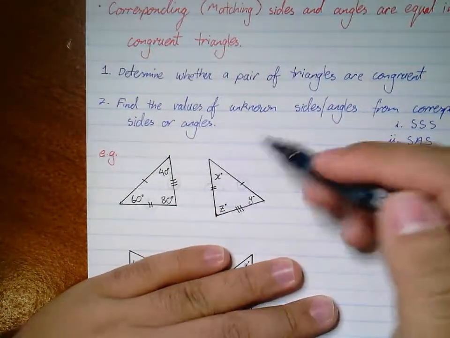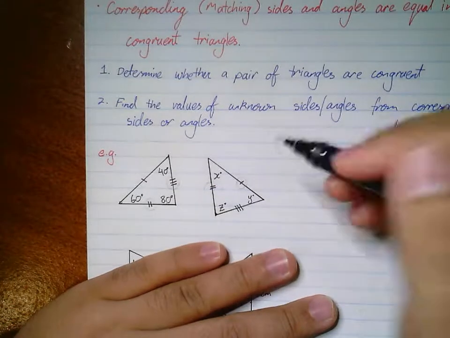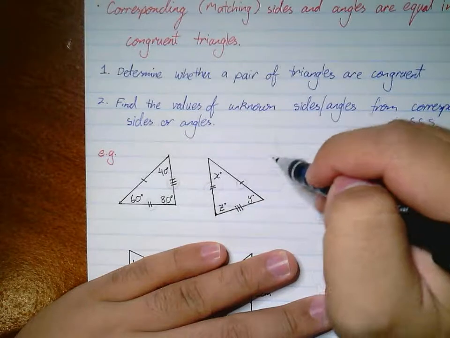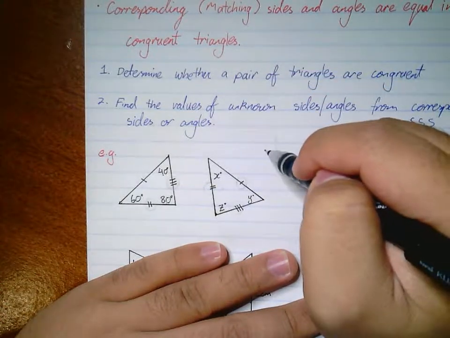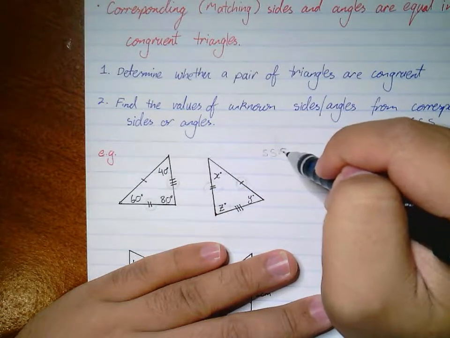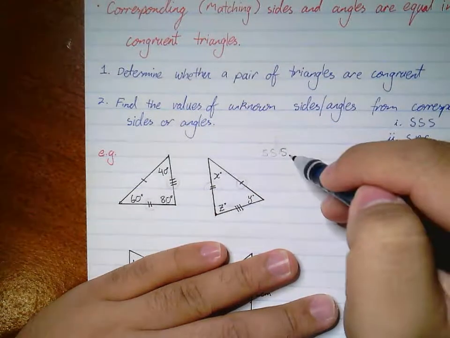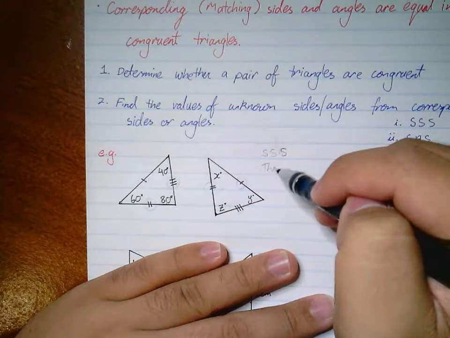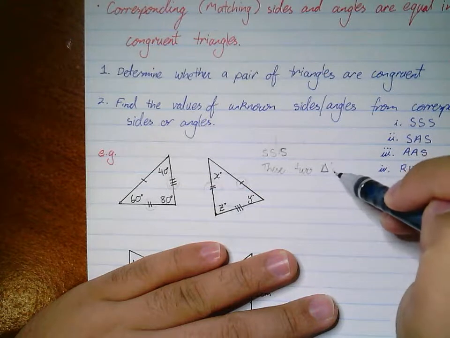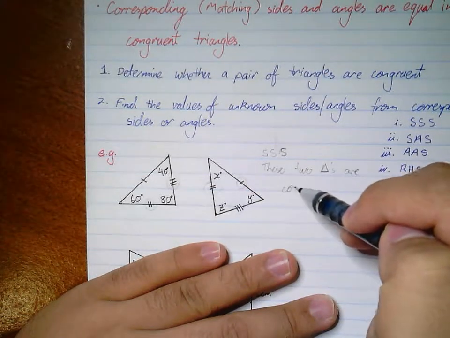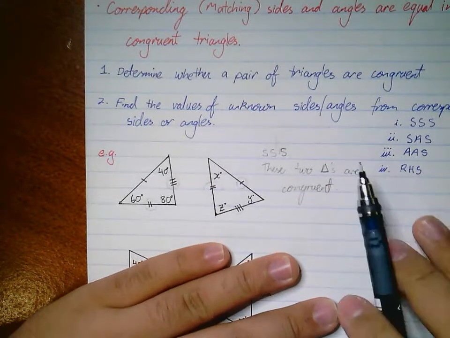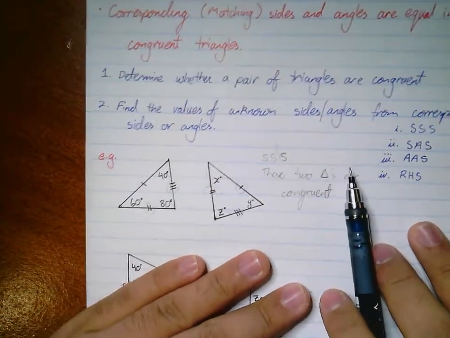So these 2 are congruent triangles. The test that we use is side, side, side. So we say that these two triangles are congruent.